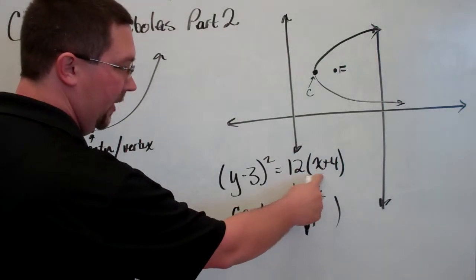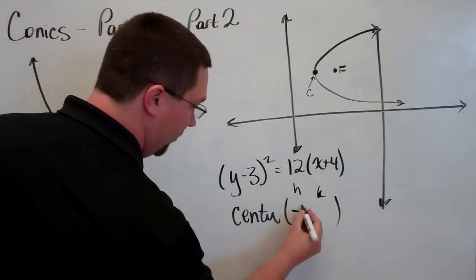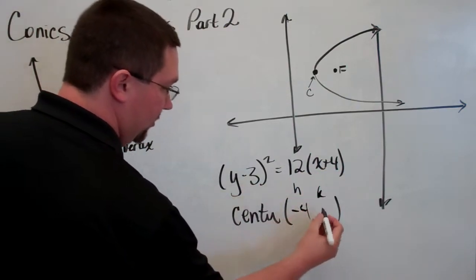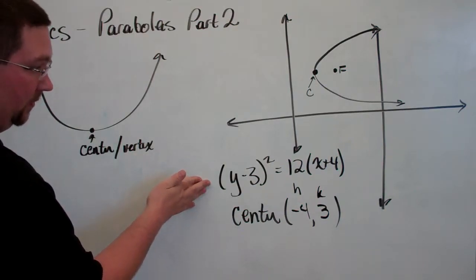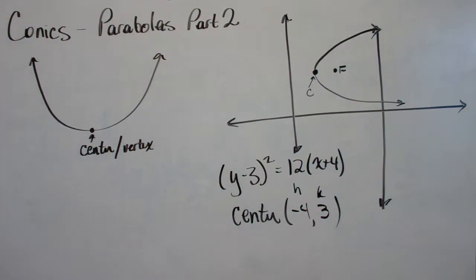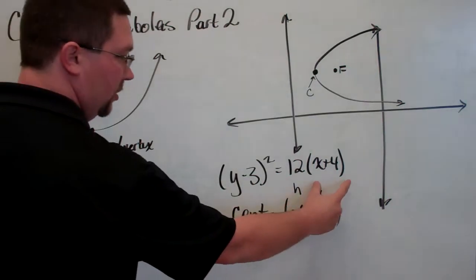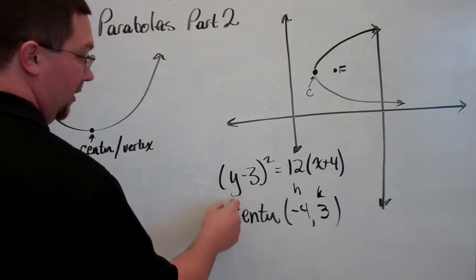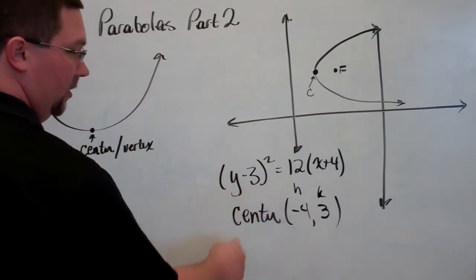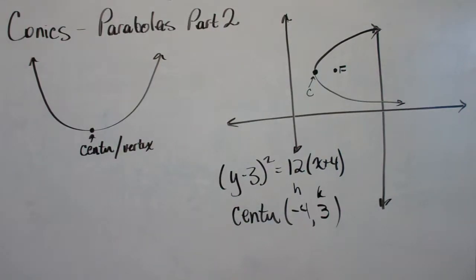So, what is h? You have x plus 4. h is negative 4. You have y minus 3. k is 3. So our center point for our parabola with this equation is (-4, 3). Because remember, x minus h, so x minus negative 4 is x plus 4. And y minus k, y minus 3 gives you the other one.